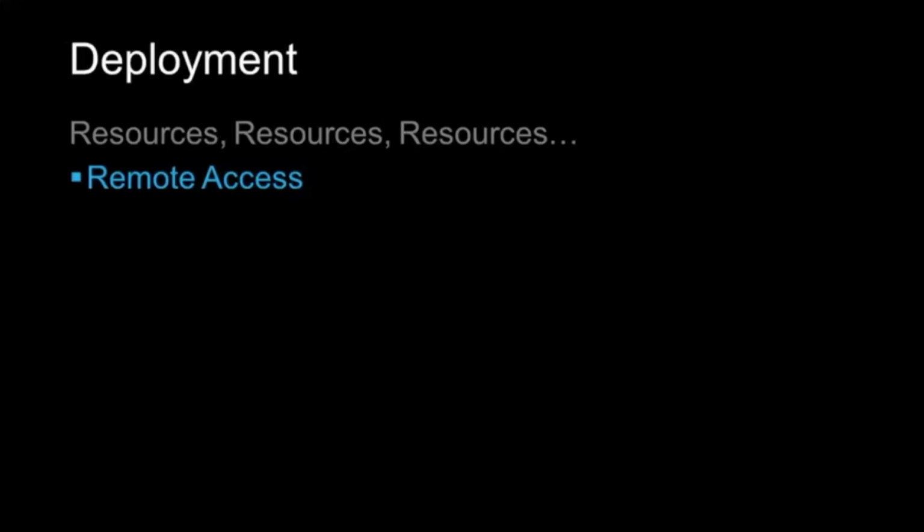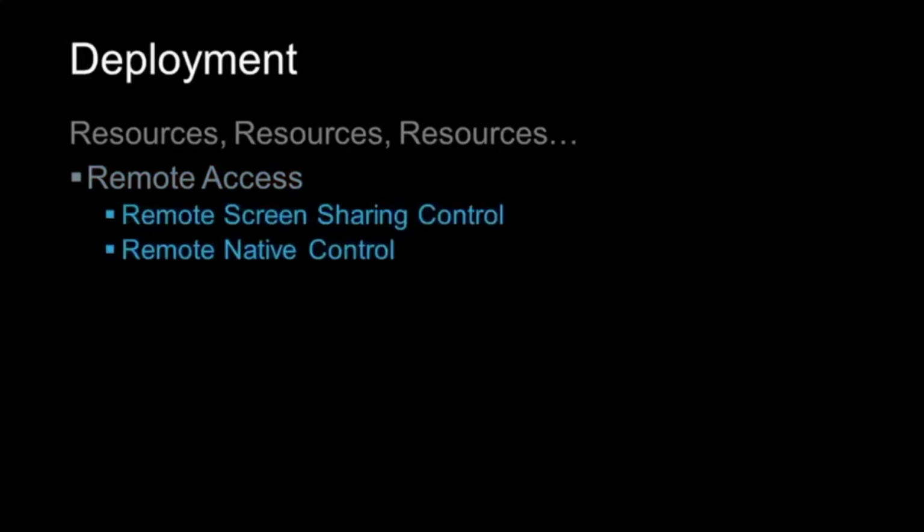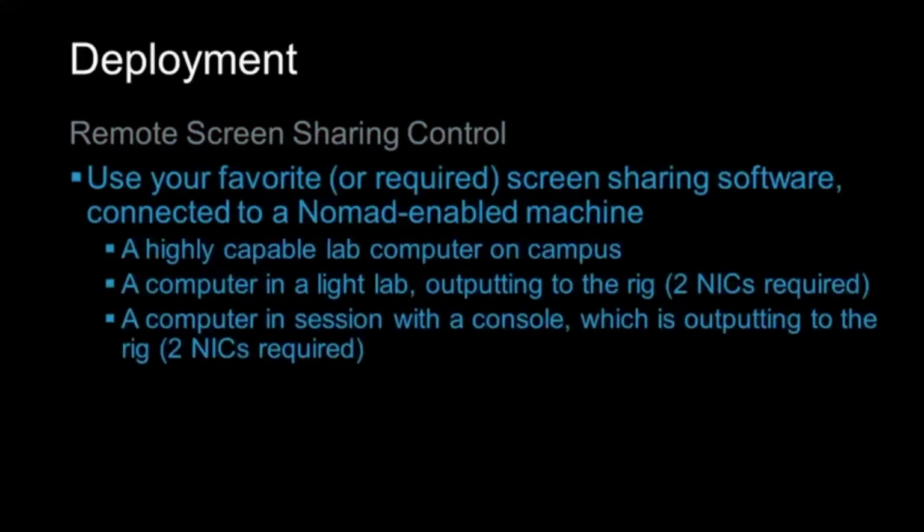So that caveat being said, there's 2 branches of remote access. There is remote screen sharing control, and there's remote native control. So let's break those two down separately really quickly. Remote screen sharing control is the ability to use your favorite or maybe your IT required screen sharing software and remotely connect it to a machine that's running Nomad.